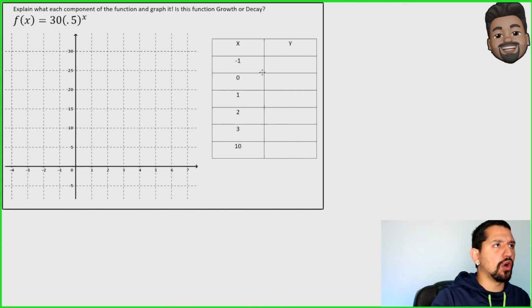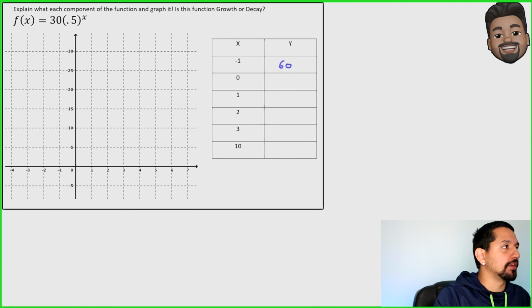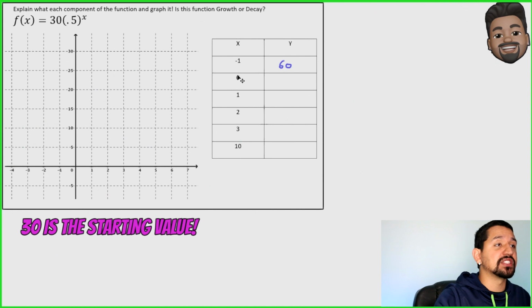Again, maybe if you are really understanding this, a challenge for you is to understand what it means when you put negative numbers in the exponent. Well, I want you to look at this equation up here. Now I want you to think for a moment, what does the 30 represent? Well, the 30 is your starting value. Our starting value will always occur when your x value is 0. It's kind of like the y-intercept, if you would say.